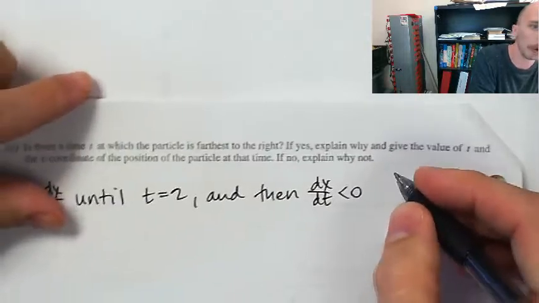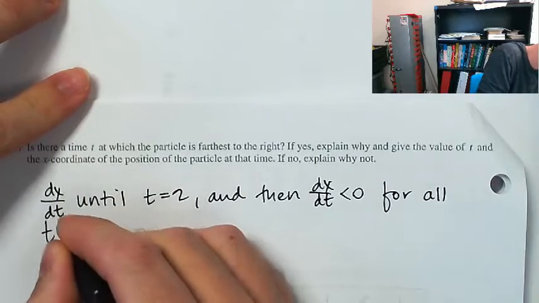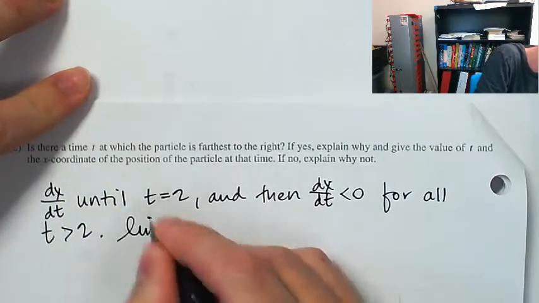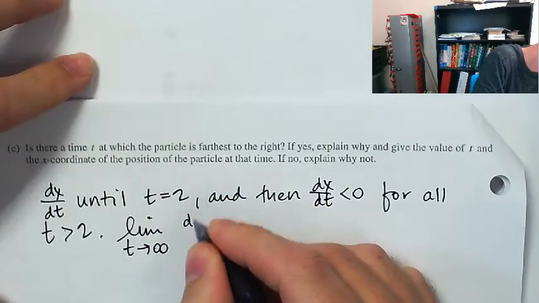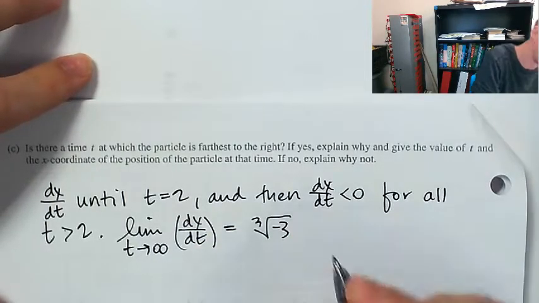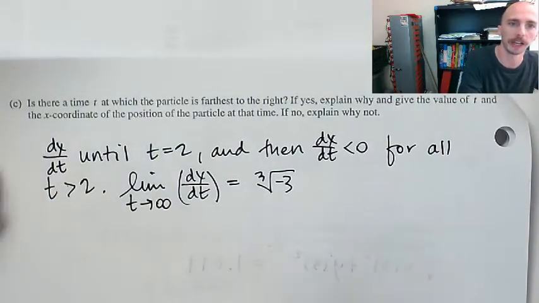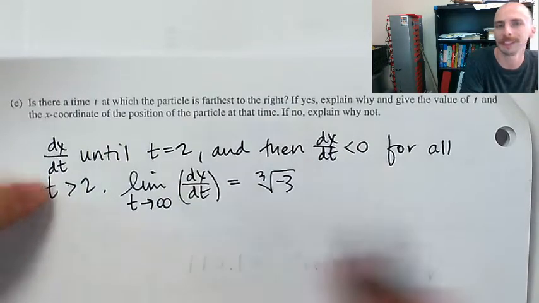Okay? And so dx/dt is less than 0 for all t greater than 2. The limit as t approaches infinity of dx/dt, I don't know if this is really necessary. That's going to be the cubed root of -3, which, I mean, I'm just really hammering home the fact that I really understand that dx/dt is always negative after t equals 2.